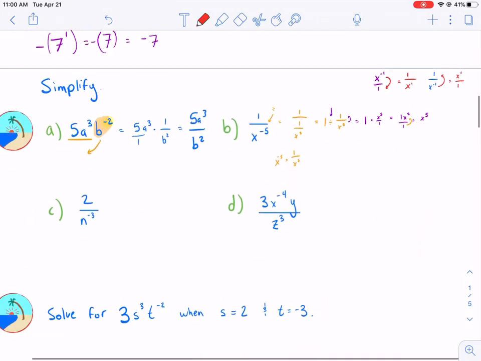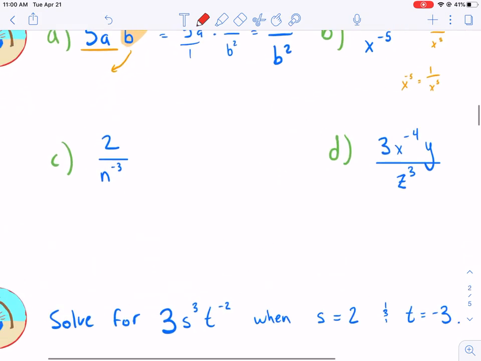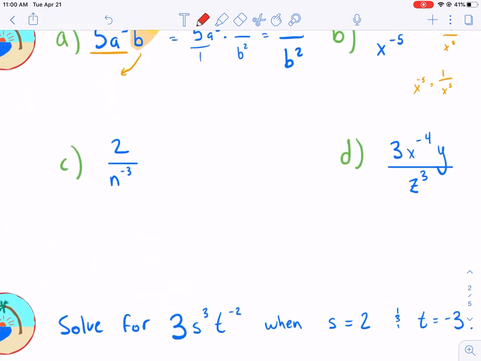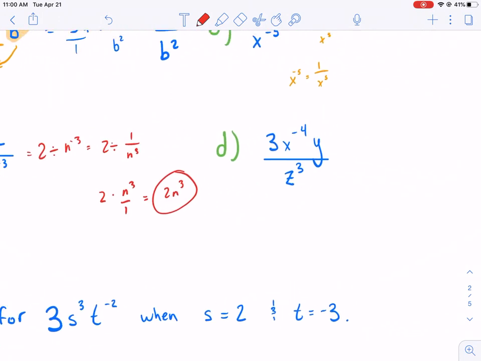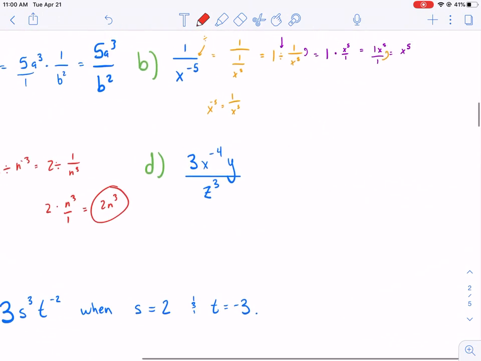Okay, let's do a couple more. So we have 2 over n to the negative 3. This could be rewritten as 2 divided by n to the negative 3, or 2 divided by 1 over n to the positive 3, keep change flip, 2 times n cubed over 1 equals 2n cubed. Okay, and I'm going kind of fast, but if you want, go ahead and rewatch these and hear the explanation another time. What I like to do is I'm going to show you my shortcut real quick.